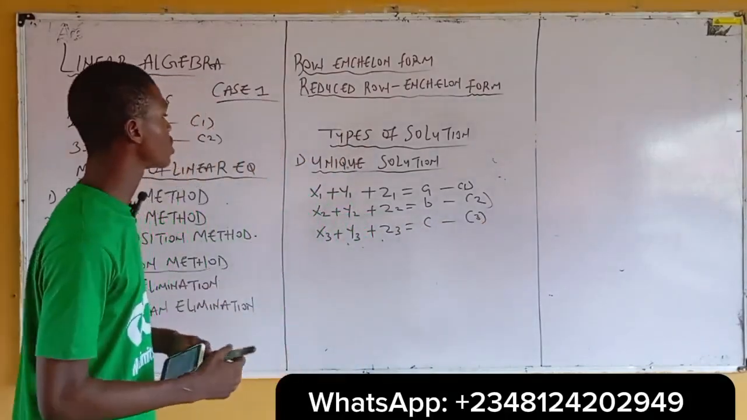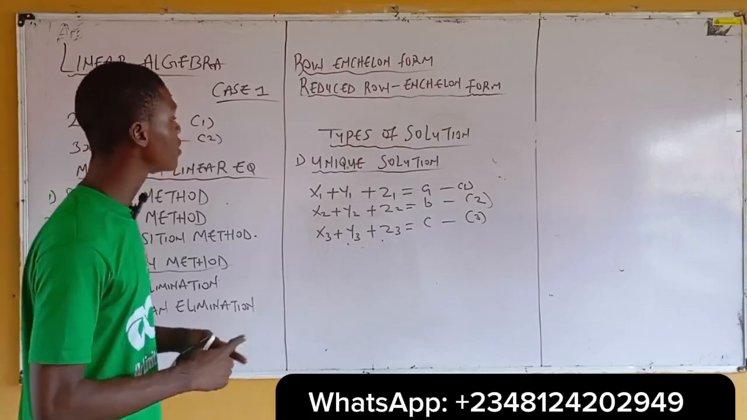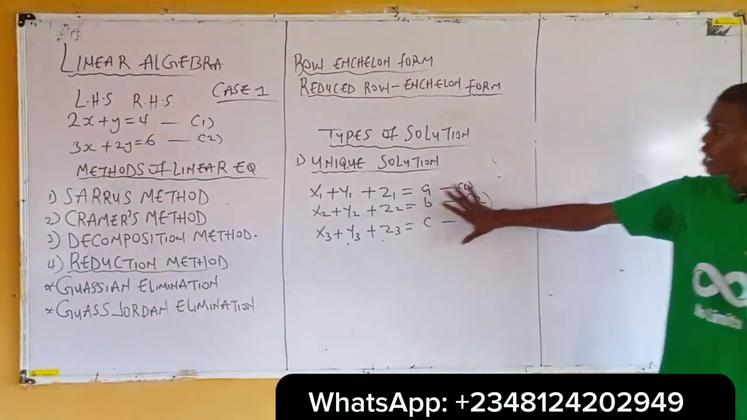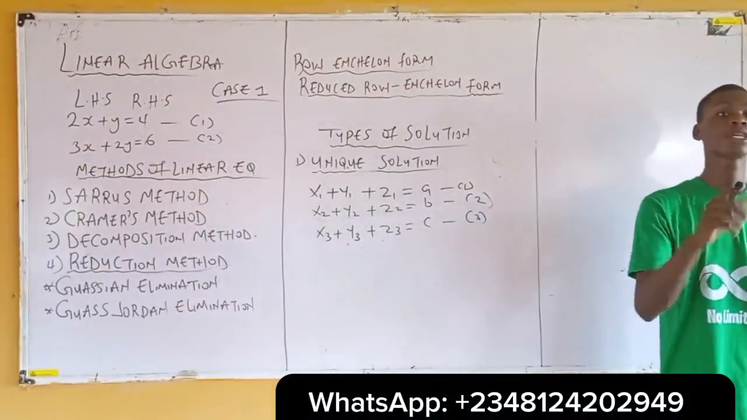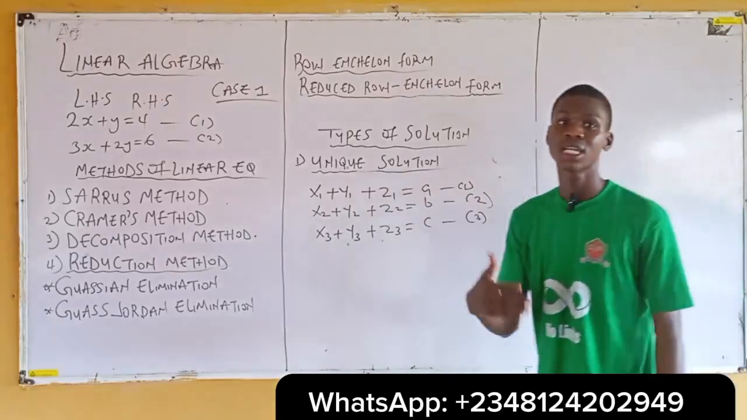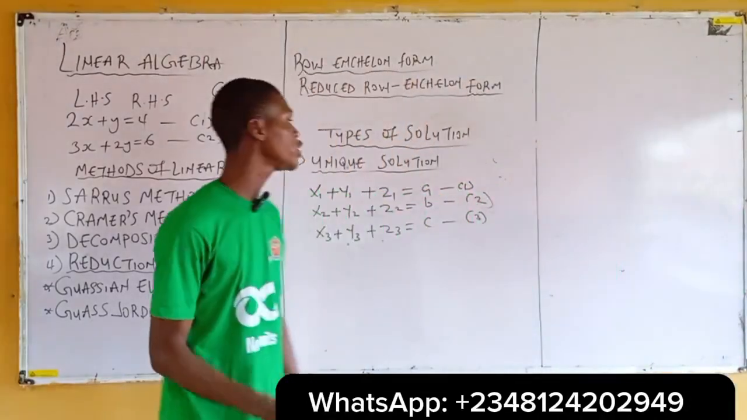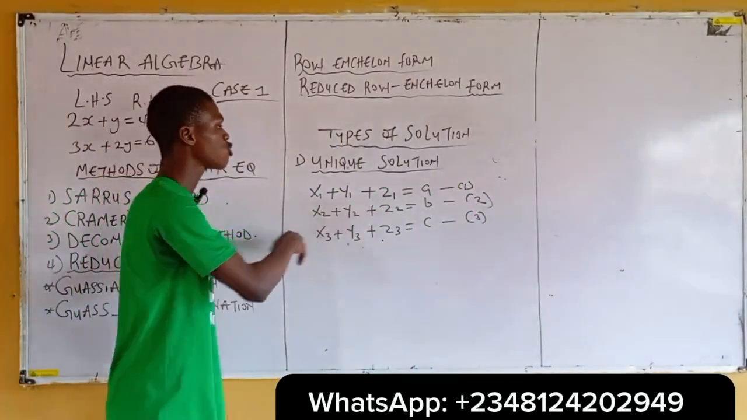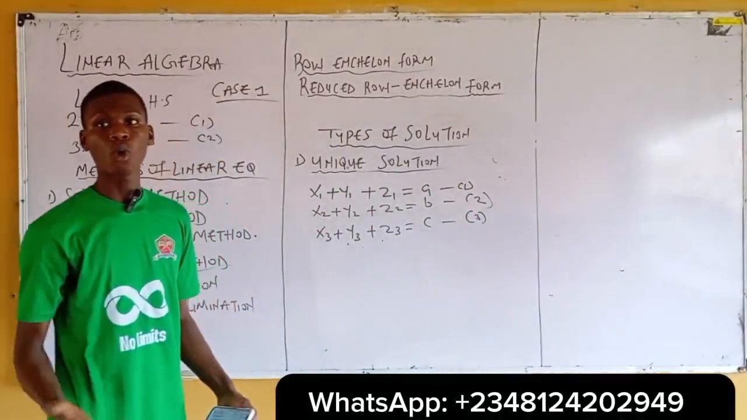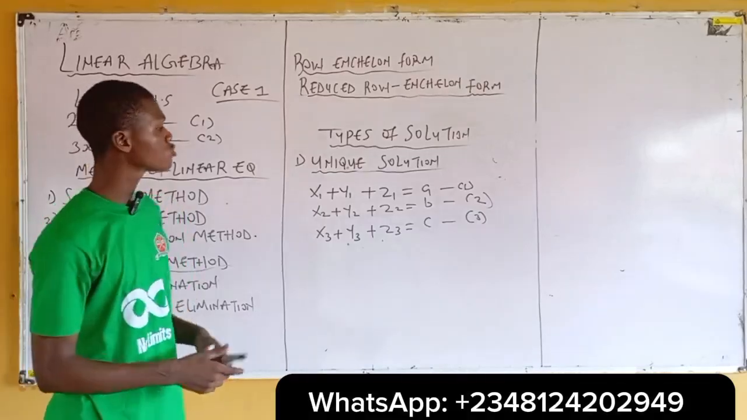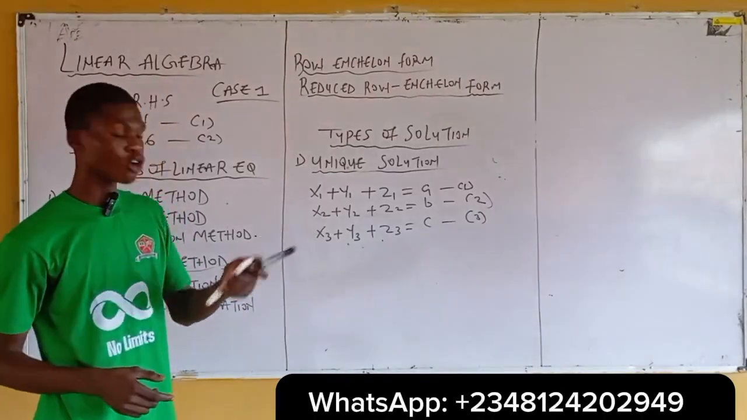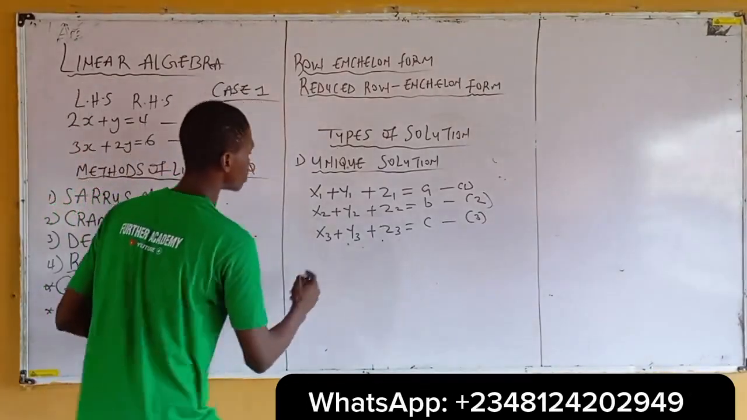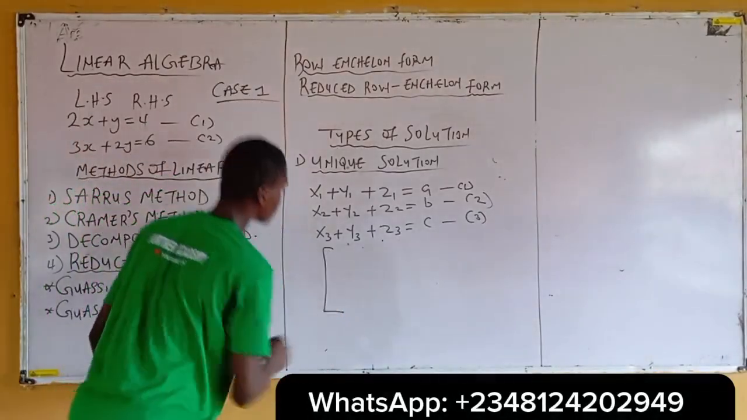Now, from these equations, let's represent this system of linear equations in matrix form. It is called the augmented form of matrix, meaning you are using the coefficients of your equations. In this case, the coefficients are 1, 1, 1, 1, right? So we want to represent this in an augmented form of matrix. By unique solution, this is how you represent it in a matrix format.